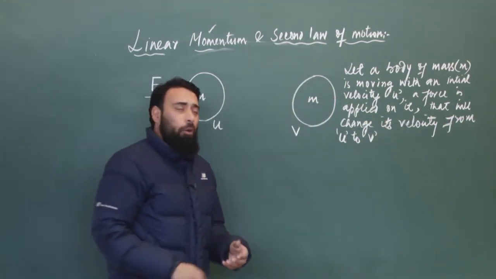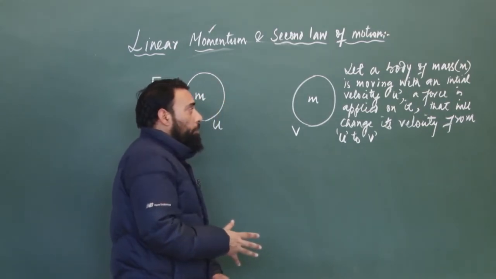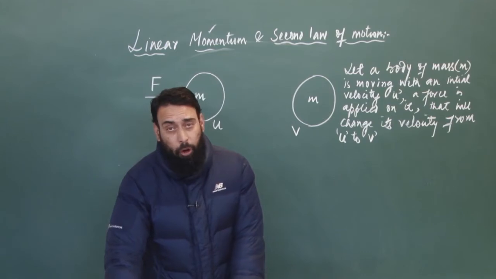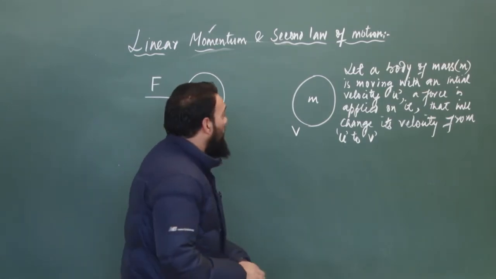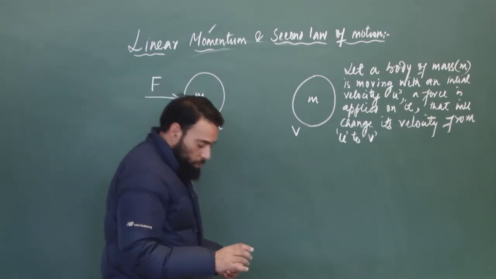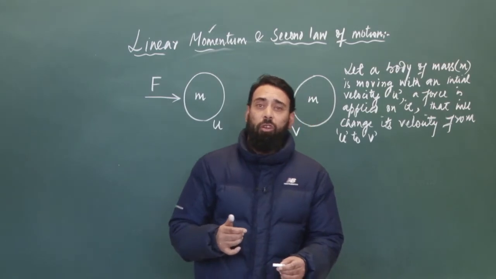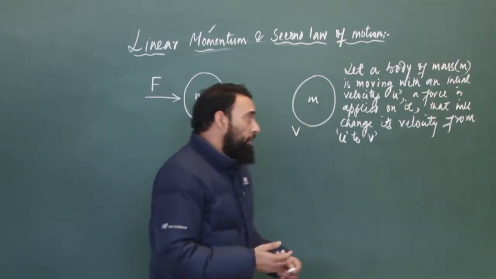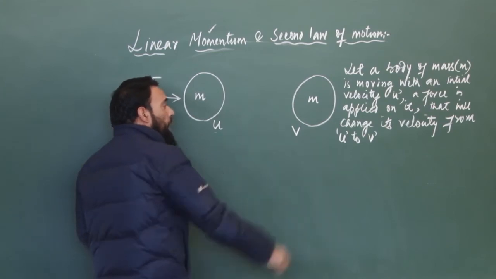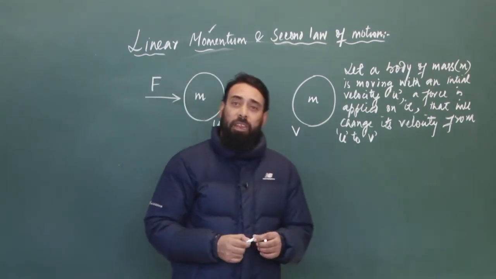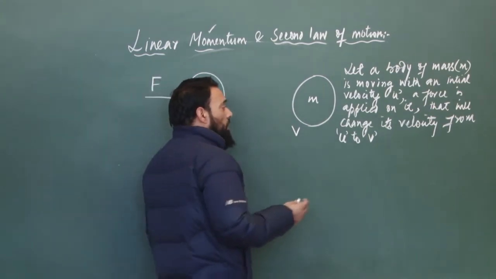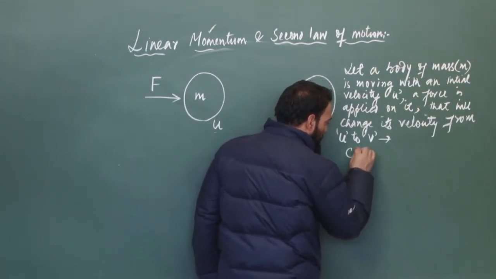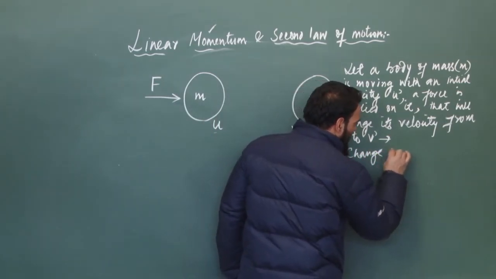So we take this example in order to explain the second law of motion. We have a body having mass m, moving with an initial velocity u, and I am applying force in the direction of its motion. So the body moves faster, its velocity will change from u to v, and this whole thing happens in time t seconds. The time for the change in velocity is t seconds. So change in velocity.